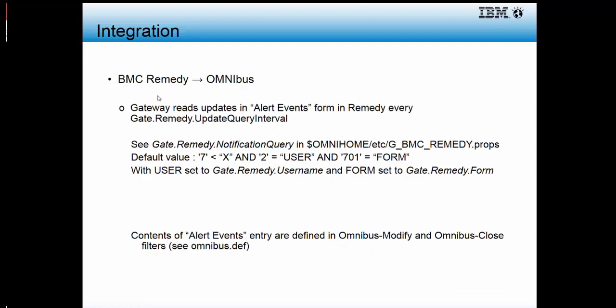Now let's talk about updates coming back the other way. When you make an update in Remedy, how are you going to get that update into Omnibus? The gateway is going to read for updates in the alerts events form in Remedy every couple of seconds, based on the update query interval property that you set in the gateway props file. It also uses a notification query, which is by default this. Let me show you that in the props file.